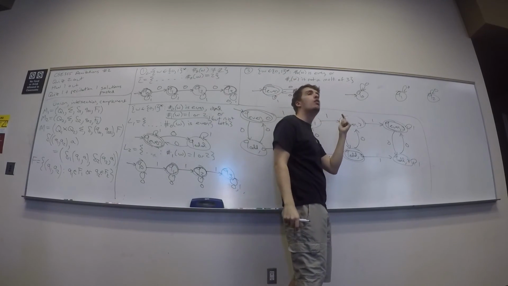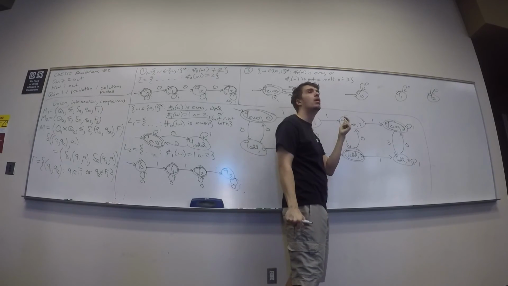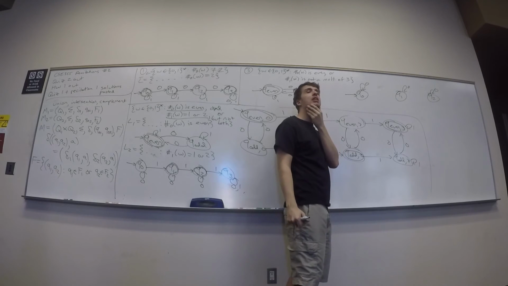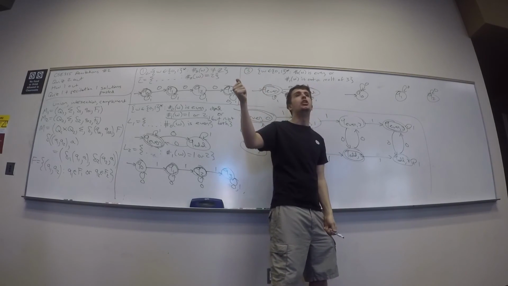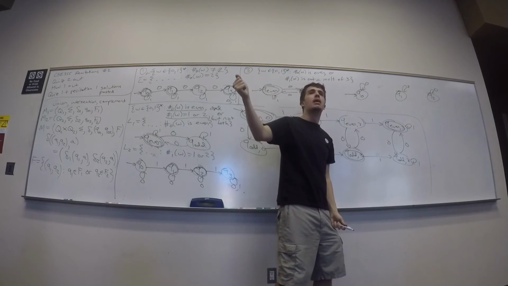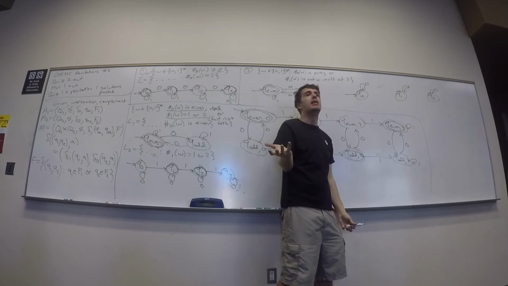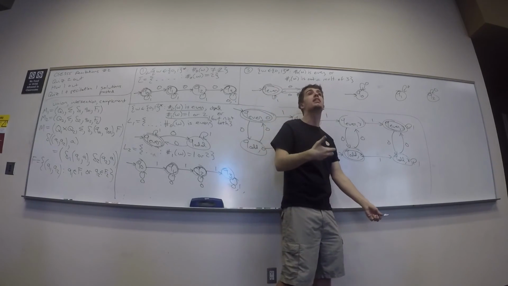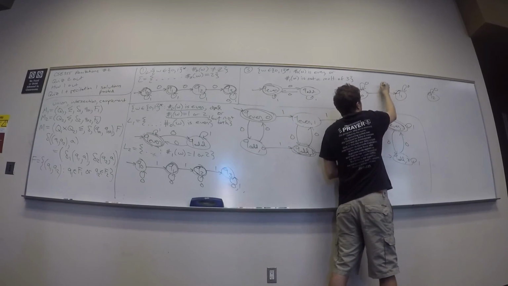So where does Q0 go on 1? Q0 on 1. Goes to Q1. Why? Because if I've seen a multiple of 3 number of ones and I see one more 1, then I've seen a number which, if you divide by 3, the remainder is 1 because I added 1. So it goes to Q1 on 1.